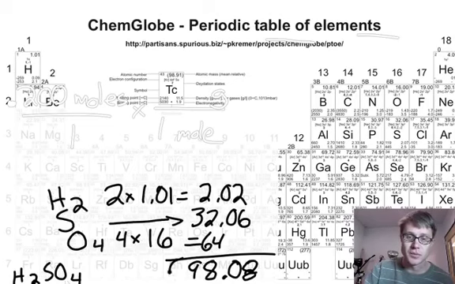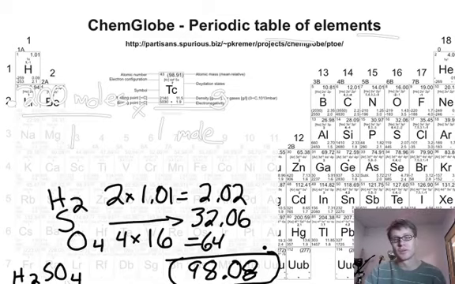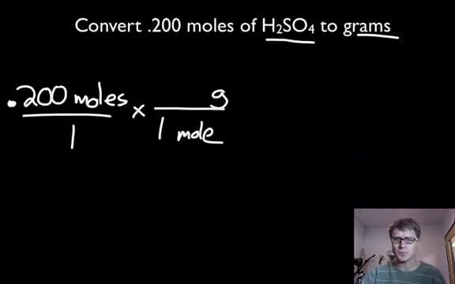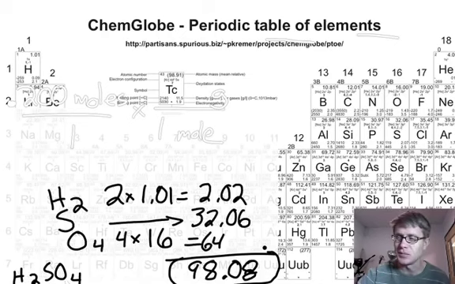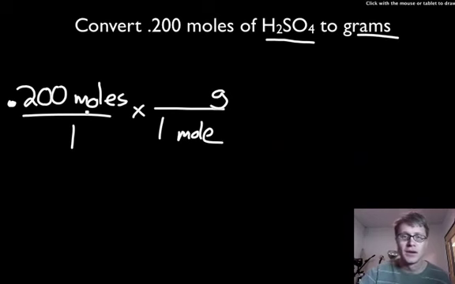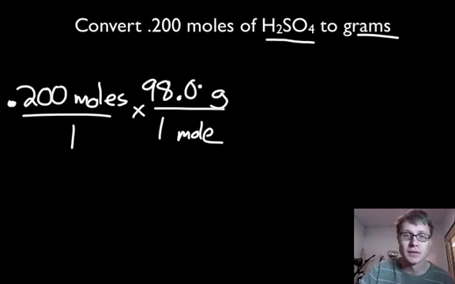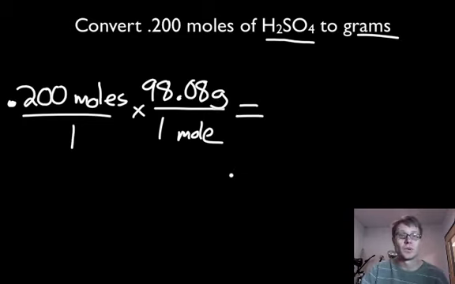So this is the formula mass of H2SO4. And so once I've got that, let's go to where our actual problem is. So we've got 98.08 grams in 1 mole of sulfuric acid. So now I'm just going to multiply that. I'm going to cross off my moles, and now I've gotten to grams.